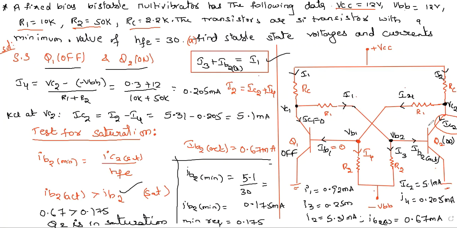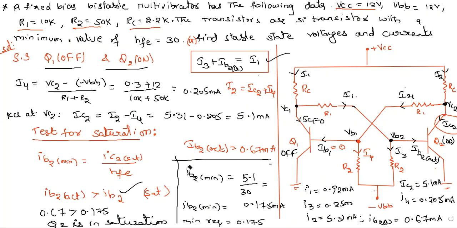Here I can say that it has some minimum cutoff current which makes Q2 enter into saturation. For this device that is 0.175, the minimum current required. 0.175 is the minimum current which makes Q2 enter into saturation. But originally the current flowing is greater than the required current. So I can say that the device is in saturation. So this is the test for saturation.